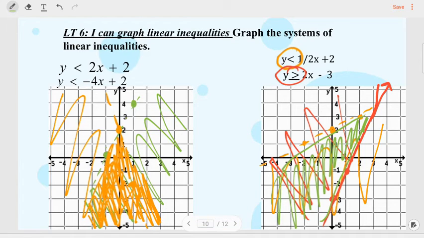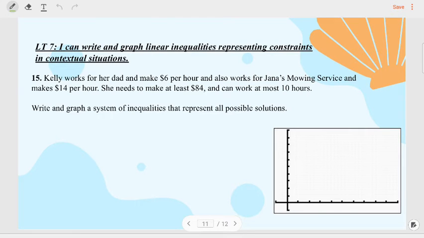And that's graphing inequalities. Last but not least, let's talk about that word problem. So Kelly works for her dad to make $6 per hour and also works for Jana's mowing service and makes $14 per hour. She needs to make at least $84 and can work at most 10 hours. So whenever you read a word problem, first write down any totals you have. So I have 84.